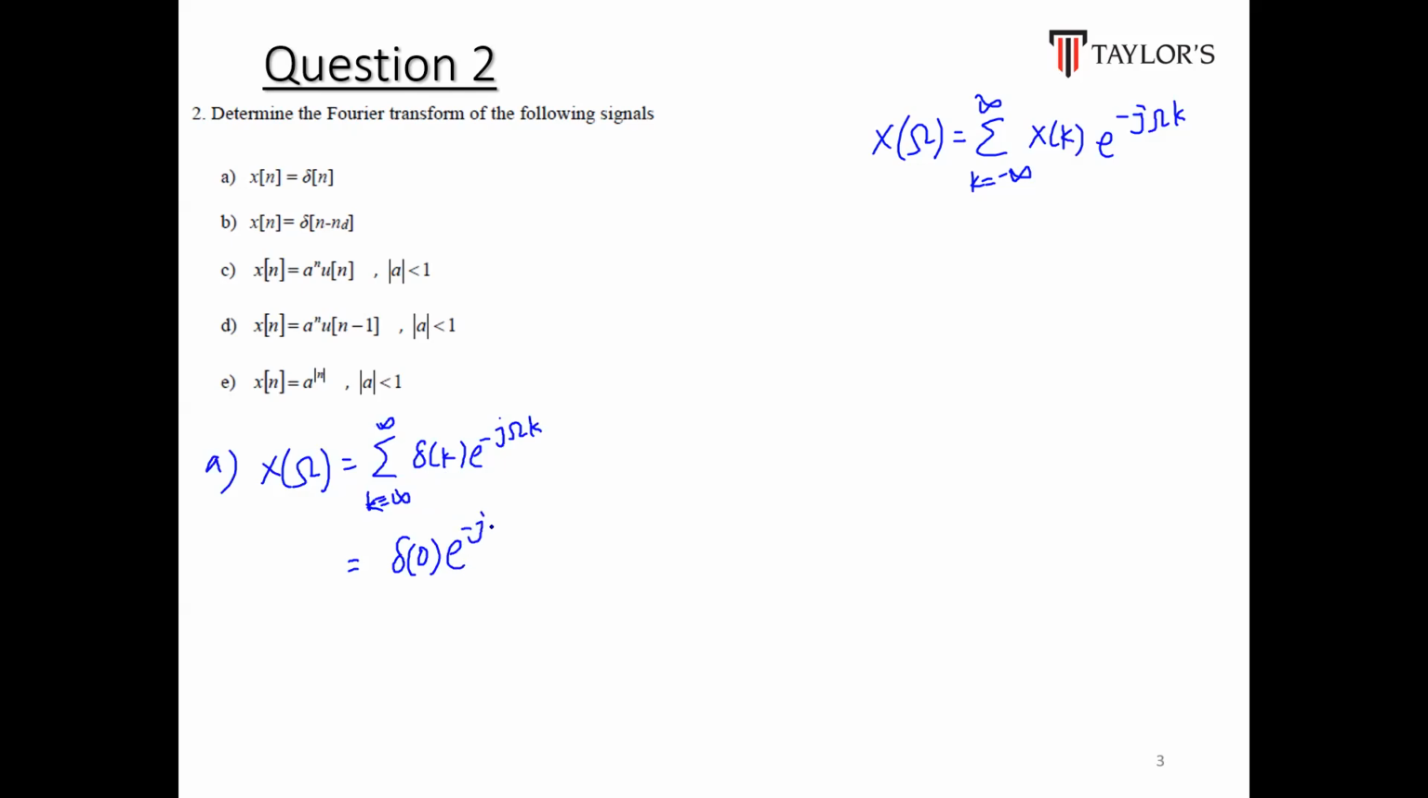So this whole expression becomes just δ[0] e^(-jω0). In this case, it's 1. So that's the final answer. The Fourier transform of δ[n] will give you 1, which is the answer here.